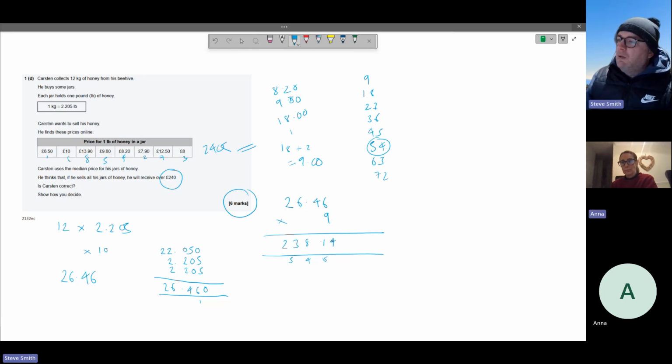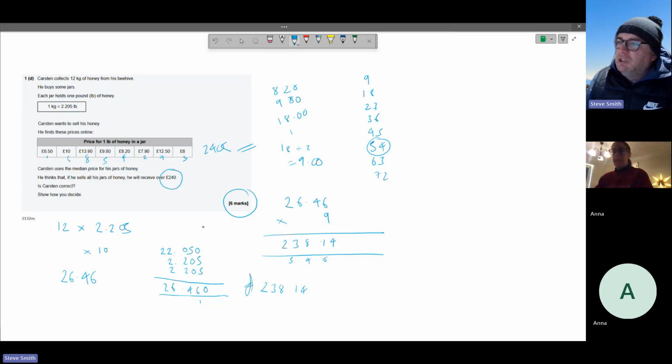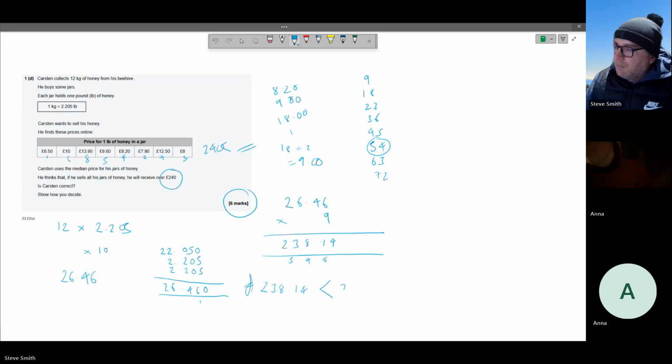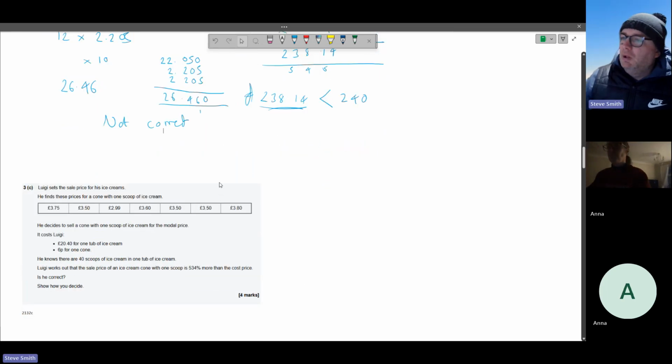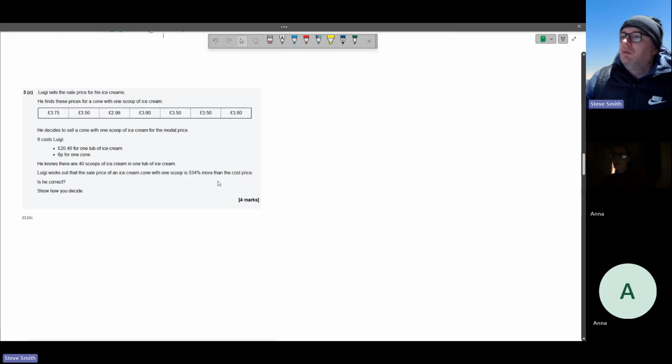So we can see now that if he sells all his jars of honey, he's going to make £238.14p, which is not more. So it's less than £240. So is he correct? Not correct. So he's incorrect. Right, we will move on to the next question.